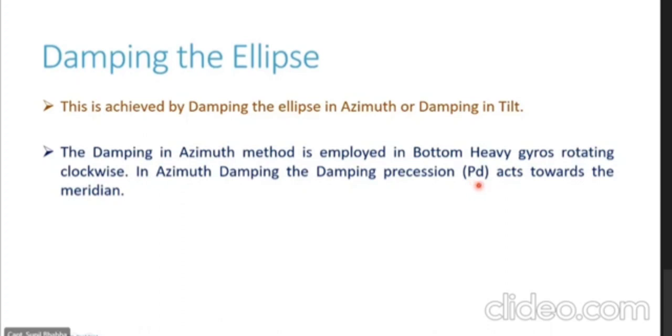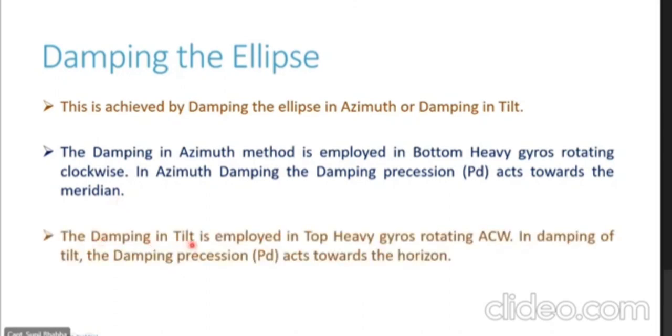When you use damping in azimuth in bottom heavy gyros, which are rotating clockwise when viewed from the south end, the damping precession always acts towards the meridian, which basically means that whenever the spin axis goes east or west of the meridian, this damping precession tries to bring the spin axis back into the meridian. So in this case, the damping precession will be either in the easterly direction or the westerly direction.